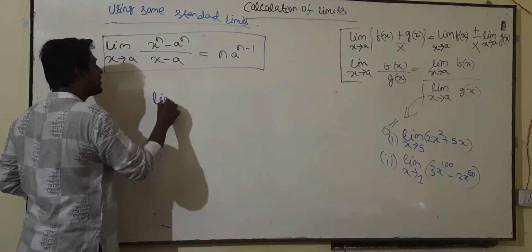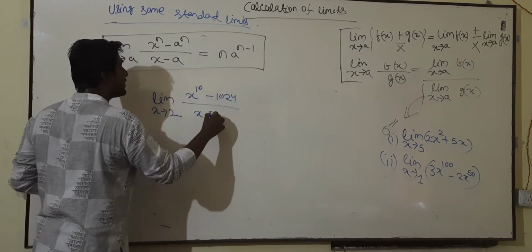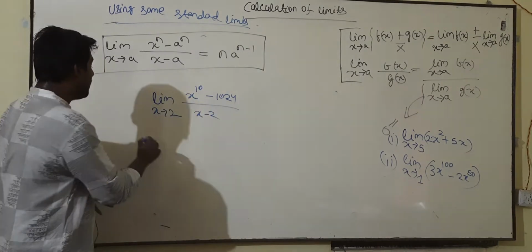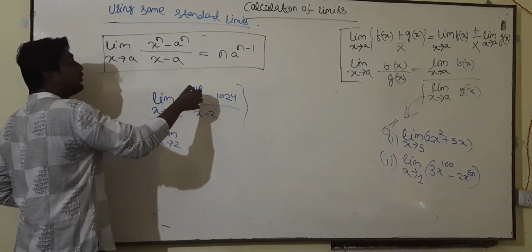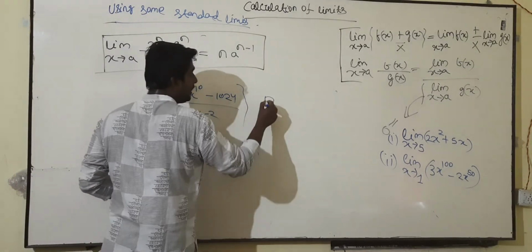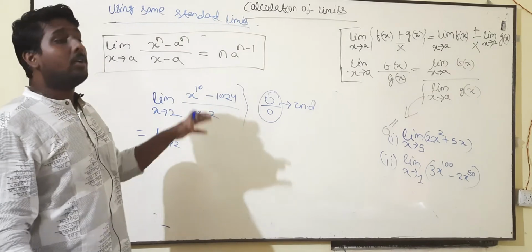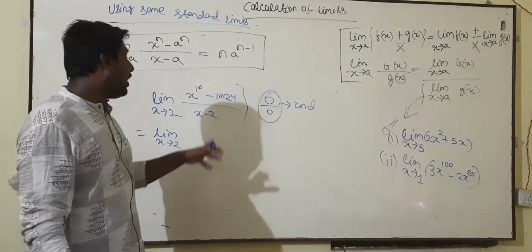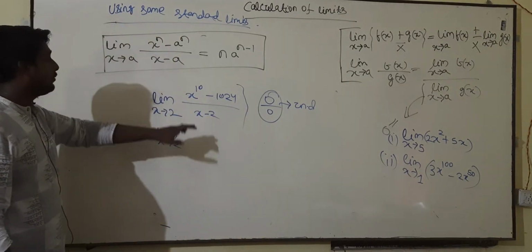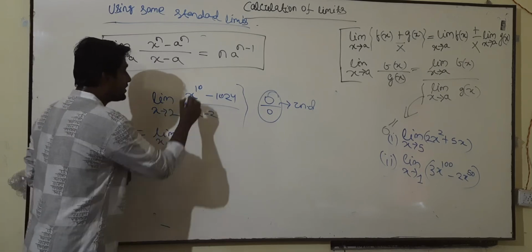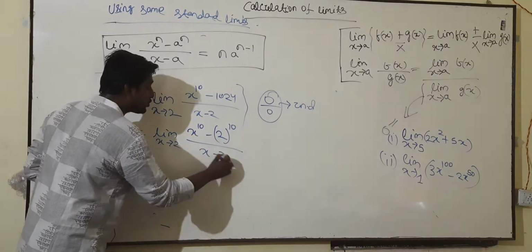Let's take the first question as limit x tends to 2 of (x to the power 10 minus 1024) divided by (x minus 2). At first you have to check: if you put the value 2 over here and over here, this will come in the form of 0 by 0, which is nothing but the undetermined form. So when this comes in undetermined form, then you have to go for a special operation. Out of the special operations, the second operation will be applicable over here, in which x to the power 10 minus 2 to the power 10 is present in the numerator, and x minus 2 in the denominator.